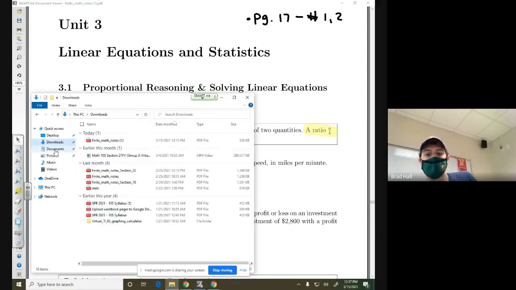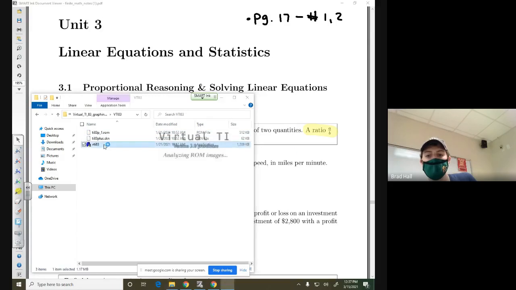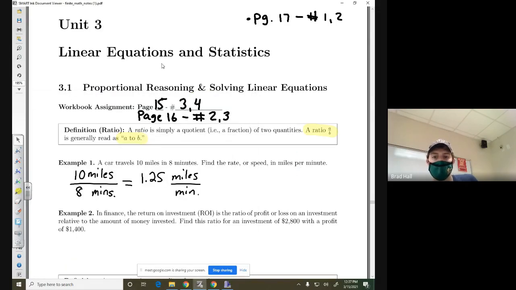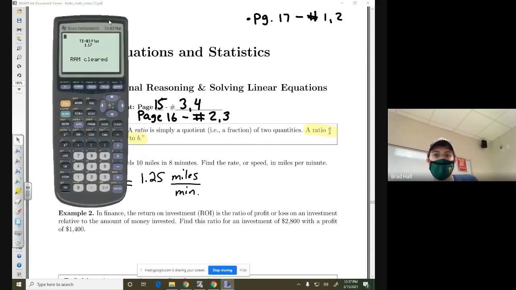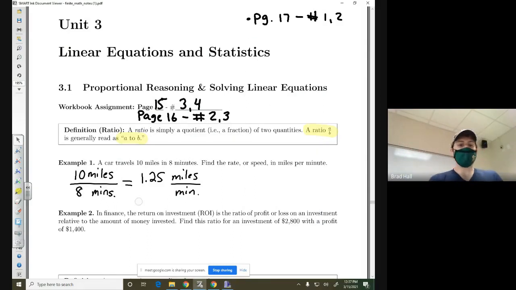And let me go ahead and pull up the calculator while I'm thinking about it. So 10 over 8, 1.25. So we use ratios all the time. We can use them in either direction.